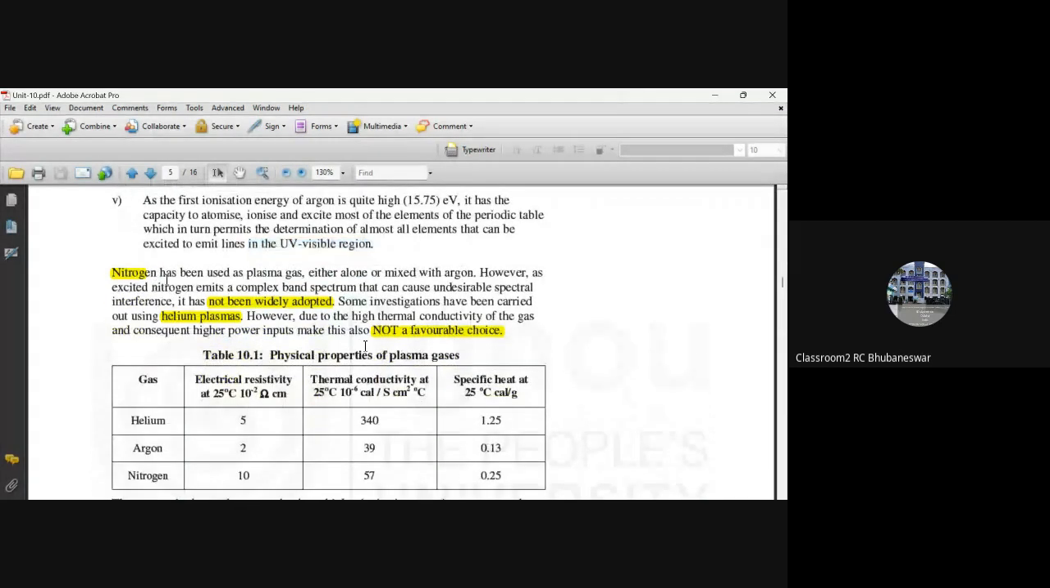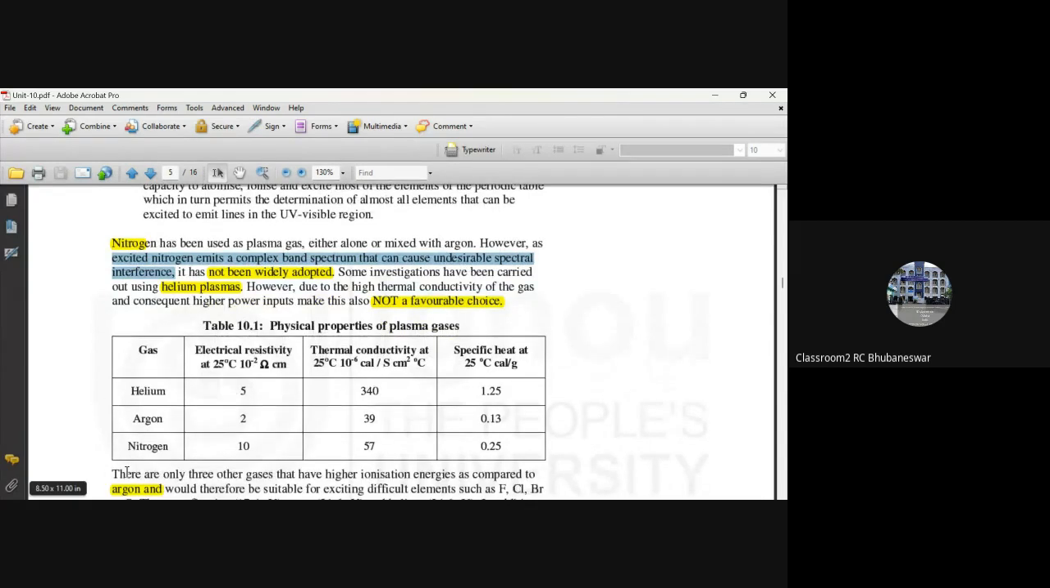Nitrogen has also been used as the plasma gas, either alone or mixed with argon. However, as excited nitrogen emits a complex band spectrum that can cause undesirable spectral interference, you may get spectral interference which is not there in argon, so it is better to go for argon. That is why nitrogen has not been widely adopted.